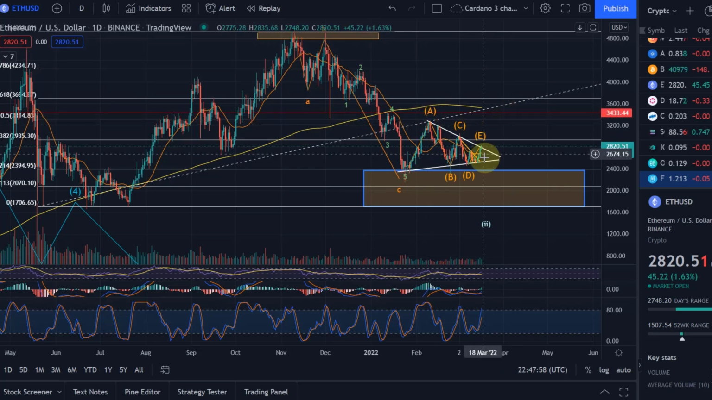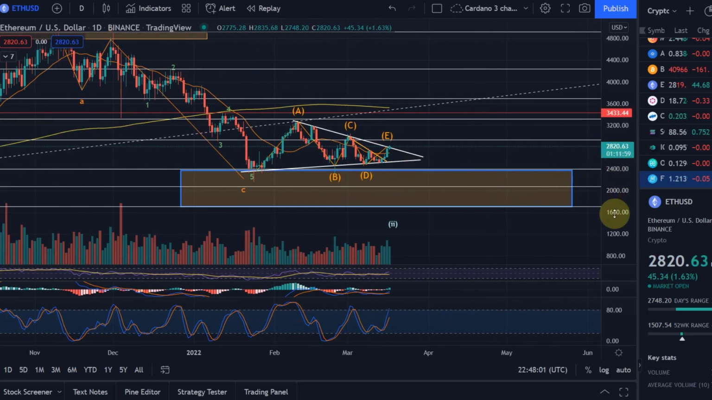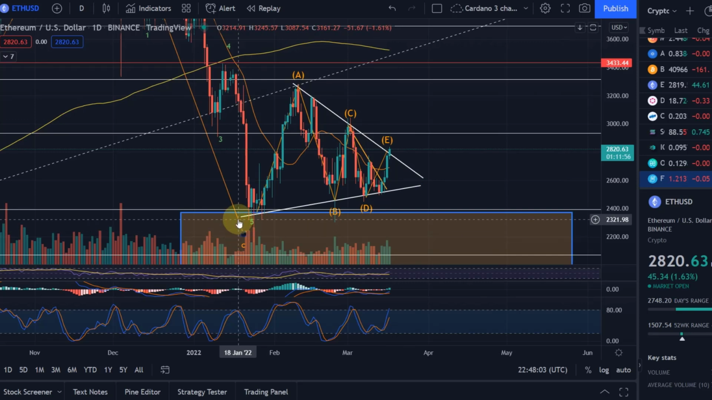Ethereum has done exactly what we talked about in the last video. Ethereum has moved all the way up to $2,800. So we had this labeled on the chart as an A, B, C, D, E triangle pattern.